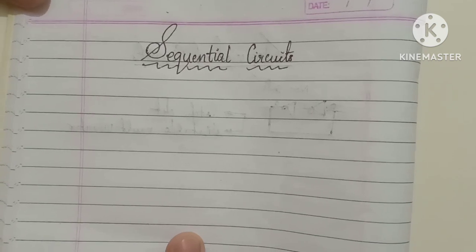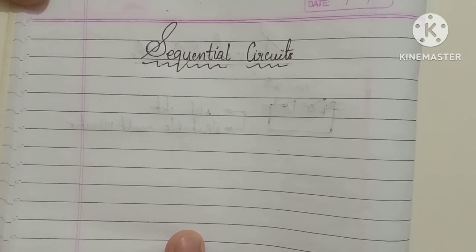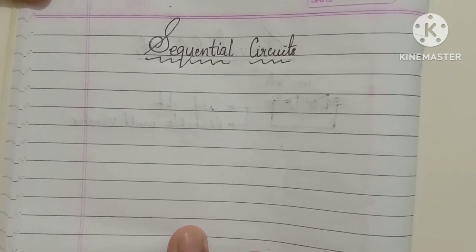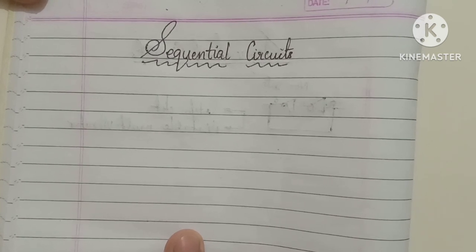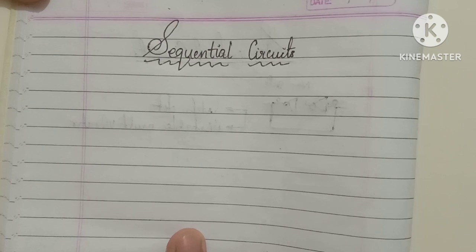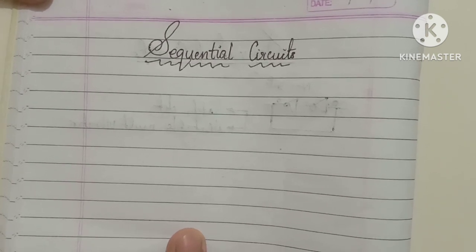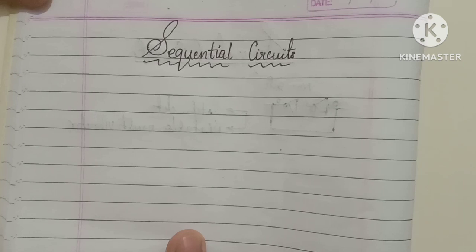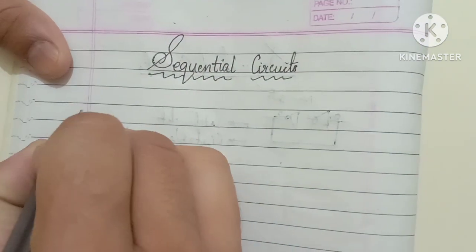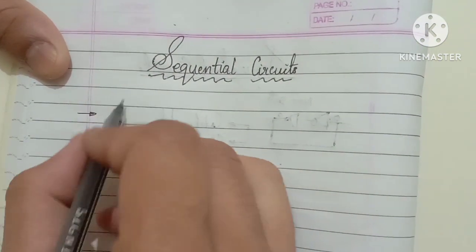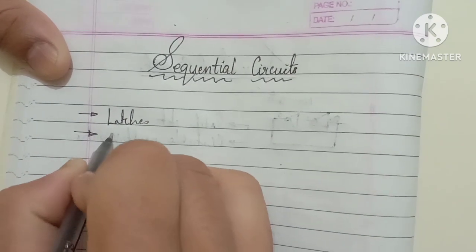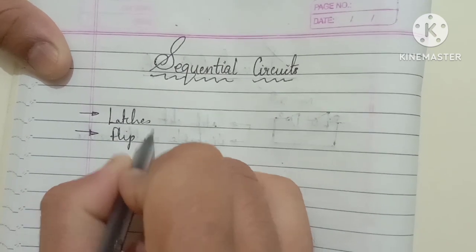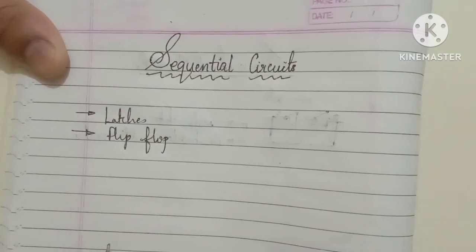So the difference is that the combinational circuit depends only on the present state of input, while a sequential circuit depends on both the present state and the previous state of input. So whenever a sequential circuit is designed, it will hold the previous input or data also. Here we'll take examples of sequential circuits like latches and flip-flops. These are examples of sequential circuits.